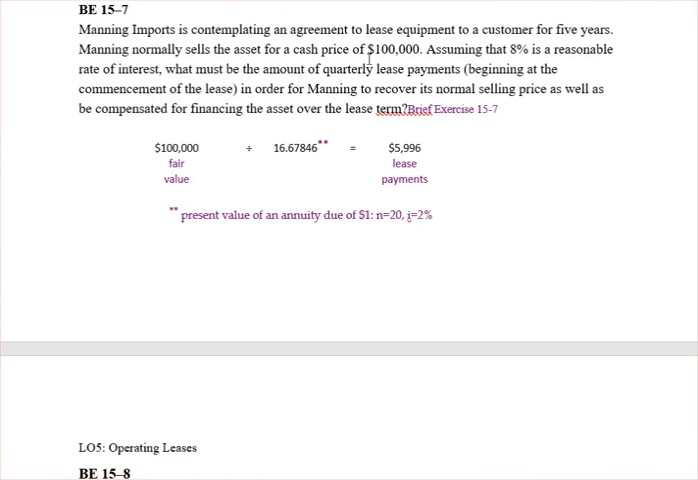They are contemplating an agreement to lease equipment for 5 years that normally sells for $100,000. 8% is a reasonable rate of interest. What is the amount of the quarterly lease payments?